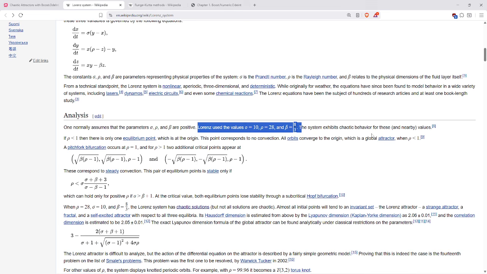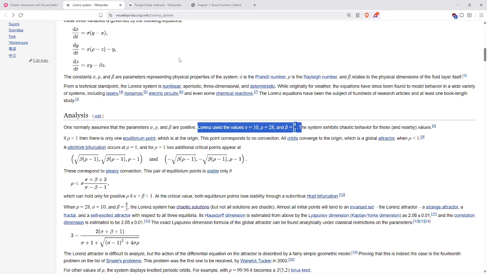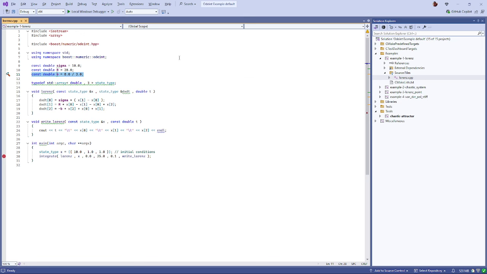And we can see that for Lorenz's original experiments, he used a value of sigma equals 10. Rho equals 28. And a beta of 8/3. So this is exactly the system that's described in Wikipedia.